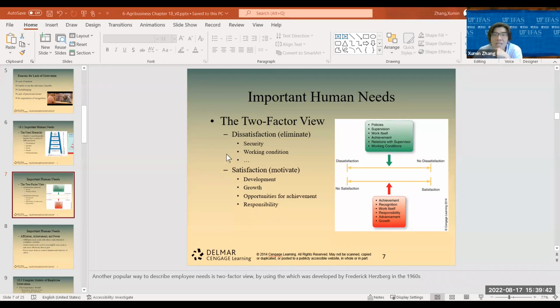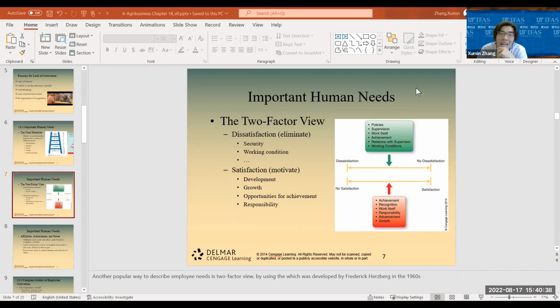For the dissatisfaction needs, there are only two conditions. One is dissatisfaction. The other is no dissatisfaction. For example, security and working conditions. We need to stay safe and stay warm. If you don't meet this need, we call it dissatisfaction. So we need to eliminate the dissatisfaction, but this won't create satisfaction.